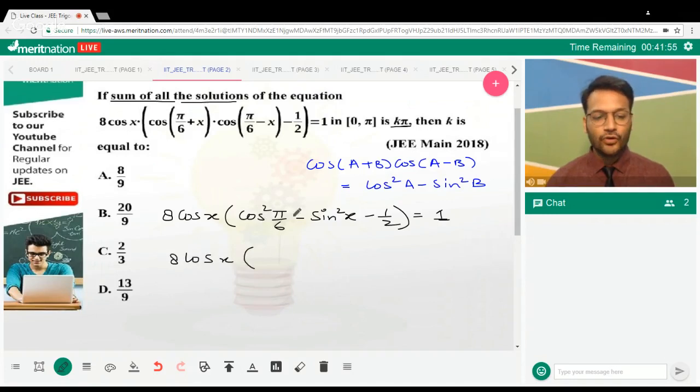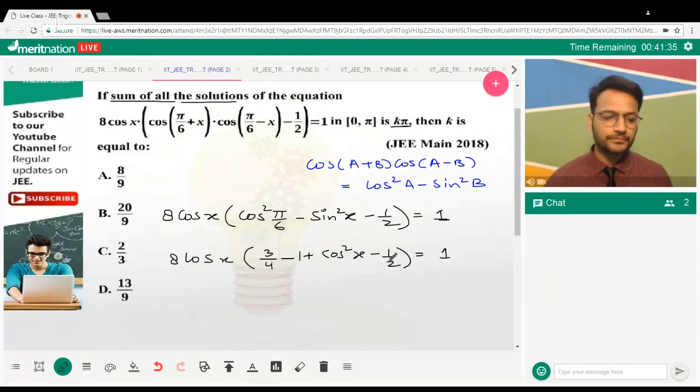We know cos pi by 6, which is cos 30 degrees, is root 3 by 2. So this turns out to be 3 by 4 squared minus, sine square x, which can be written as 1 minus cos square x. I've just replaced the same. Minus 1 by 2. So basically our motto will be to convert everything into cos, so that finding the answer would be easy for us.